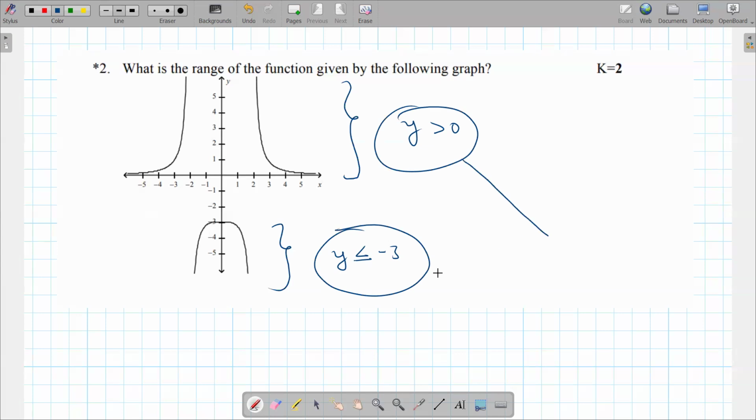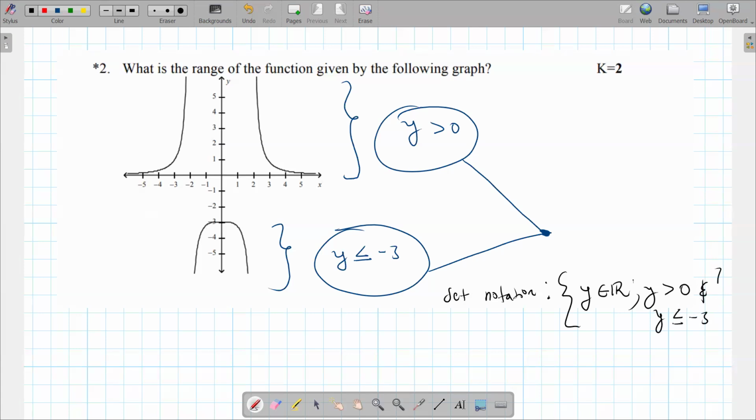So what you need to do now is combine them. In set notation, you can say, curly bracket y is an element of all real numbers, y has to be greater than 0 and y has to be less than or equal to -3. So that would be in set notation.